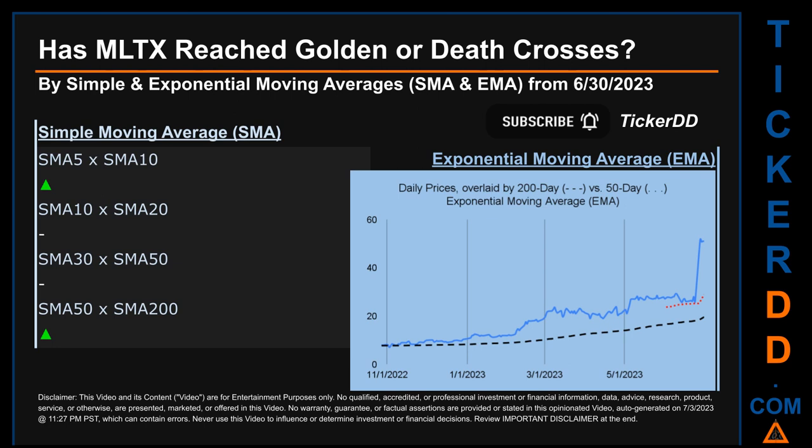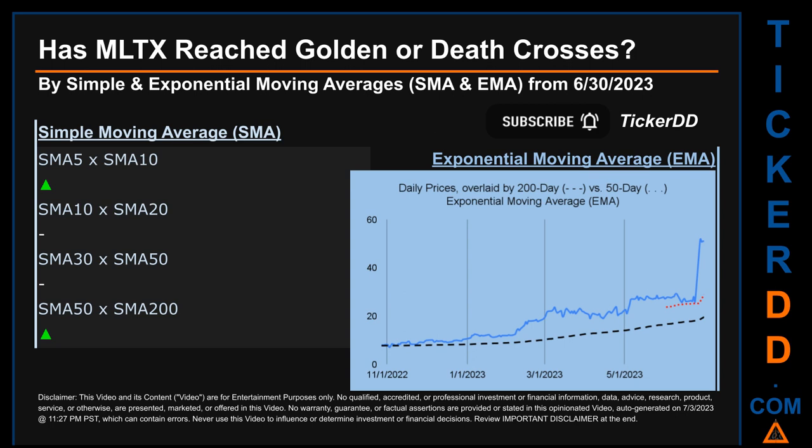Has MLTX price reached golden or death crosses? Golden cross and death cross are basic signals that compare average prices across two specified trade day ranges, a short-term versus a long-term range. For example, 5-day versus 10 trade days. Essentially, a golden cross is a bullish signal. It appears when a ticker's short-term moving average crosses above its long-term average. Vice versa, a death cross is a bearish signal when the short-term crosses below its long-term moving average.